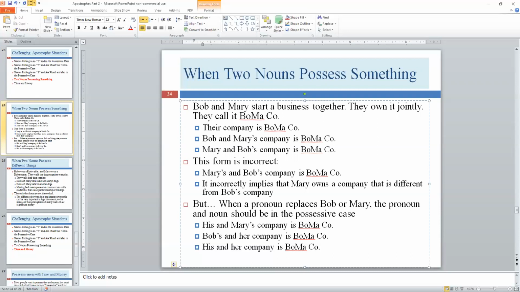And of course, we're going to reverse the order. We can put Mary first and make Bob second. When we say it this way, we're not saying that it's Mary's company. We're talking about Bob and Mary's company. So that can be ambiguous, so you want to be sure about this. I guess a separate interpretation could be Bob and Mary's company is Bo-Ma company. That doesn't really make a lot of sense.